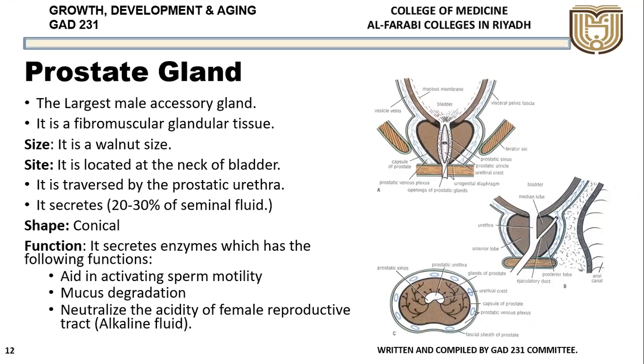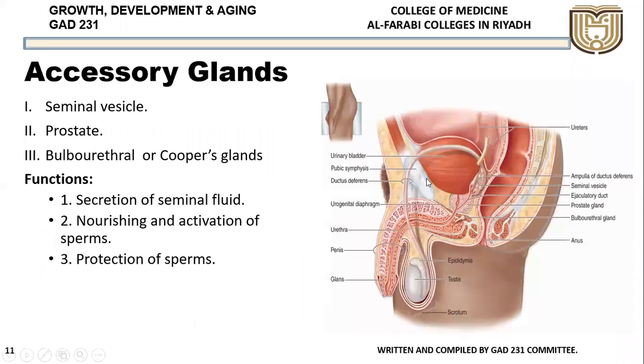Now coming to the largest of the accessory glands, that is the prostate. As you can see here, this is the prostate, and this is the urinary bladder here. Same thing here, what you are seeing.